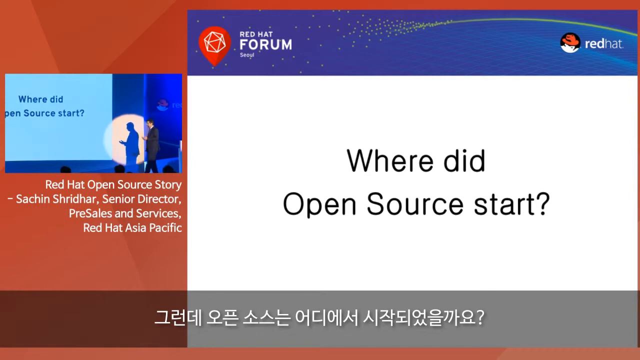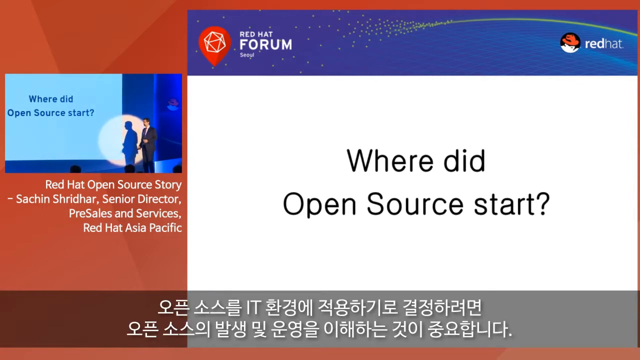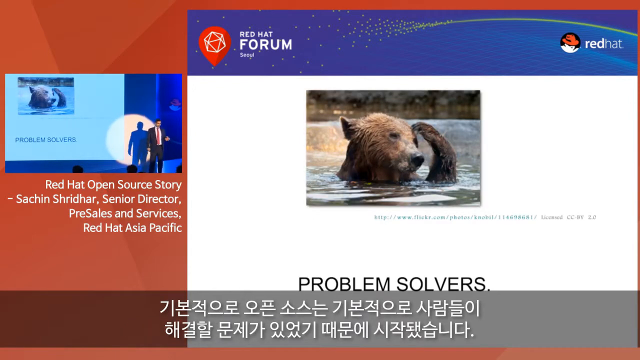So where did open source start? It is important to understand the generation and the operation of open source for you to make a decision about having open source in your IT environments. Open source basically started because people had problems to solve.